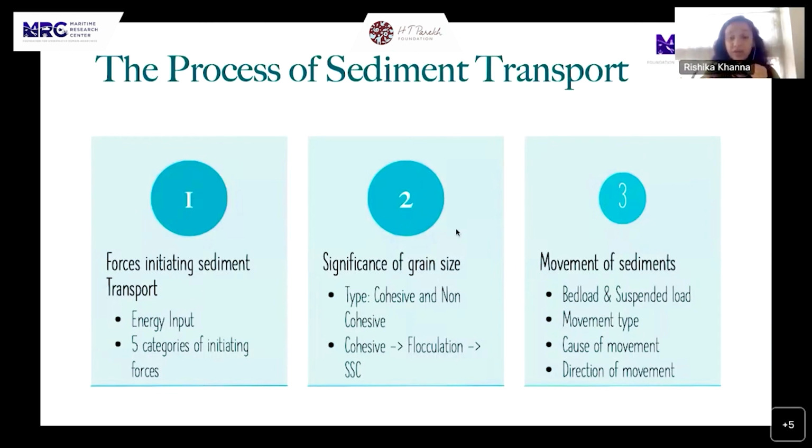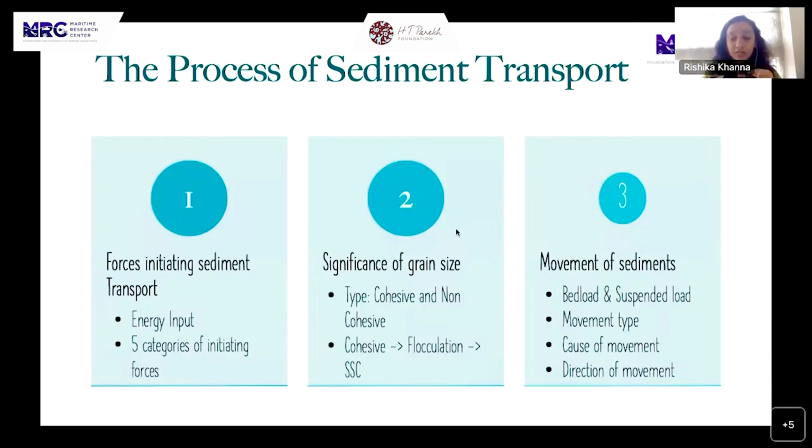Now we come to the significance of grain size. Broadly, there are two types of grains, cohesive and non-cohesive. So cohesive sediments mainly contain mud or clay, and they have particle sizes less than 4 micrometer in diameter, while the non-cohesive sediments contain sand and gravel, and their particle sizes are usually greater than 64 micrometer in diameter. And the interaction of these two different types of grains amongst themselves differs largely. So hence the separate study is required.